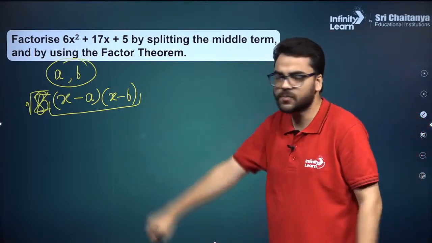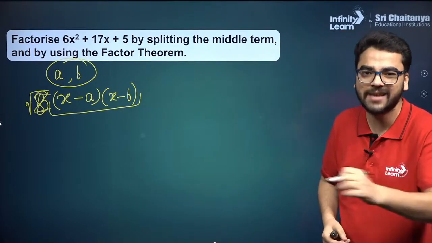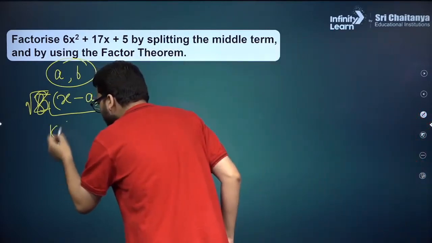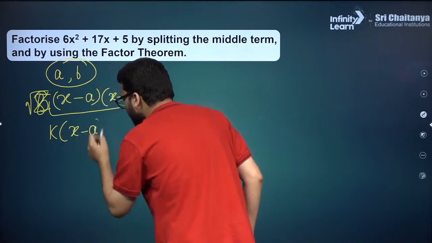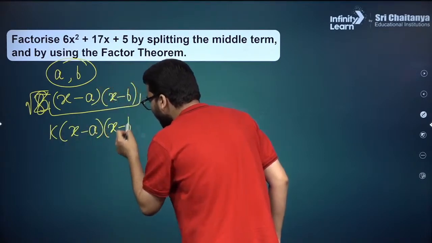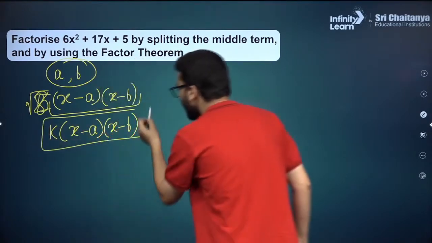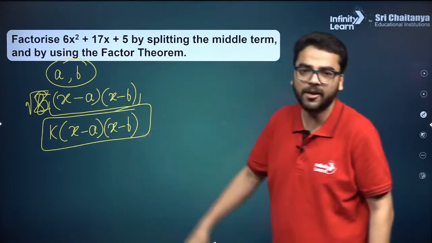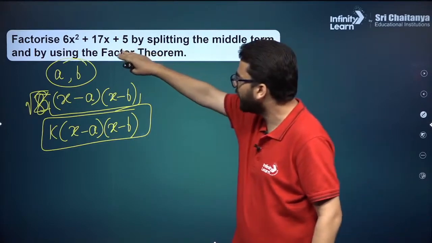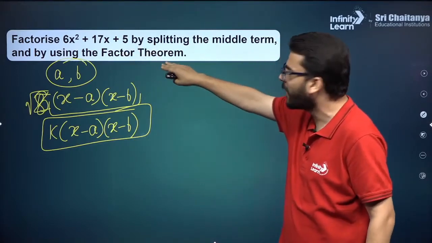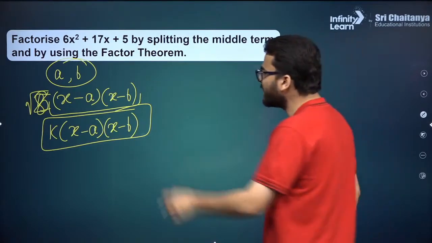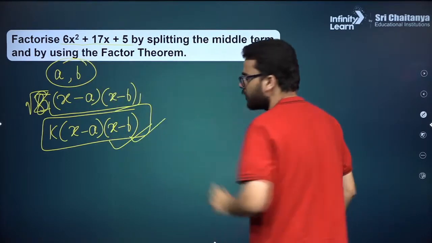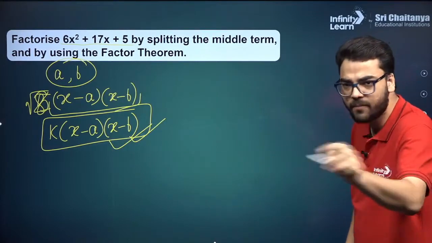So infinite such polynomials are possible whose zeros are a and b. So what does it mean? That I can take a non-zero value k over here, right? Any non-zero real number k can be there. So k can vary, right? So infinite such polynomials are there whose zeros are a and b. So I have to factorize this by factor theorem, so basically I have to write this in the form of this. You understand it very properly, it's a very important thing.